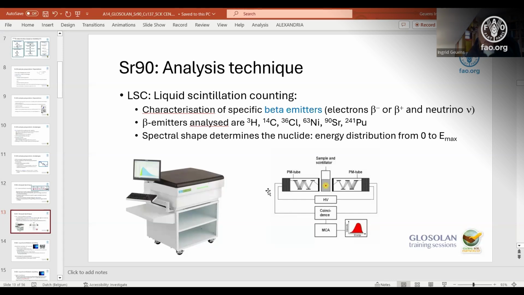Because as I explained, bringing it into solution, doing all those separation steps, being sure that your separation is good, is a lot of work. So if there are other ways, most of the time we use different analysis techniques. So you see a photo of a liquid scintillation counter and also a schematic overview. In fact, the counter itself is pretty simple in the sense that it's based on light emission from your sample and using a photomultiplier tube to convert the light into an electrical signal.